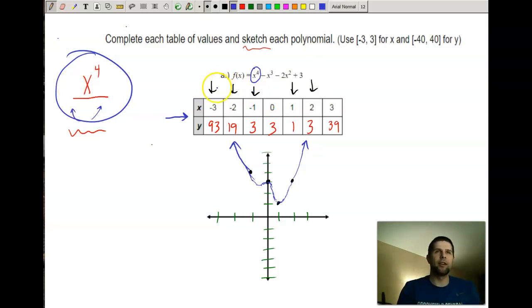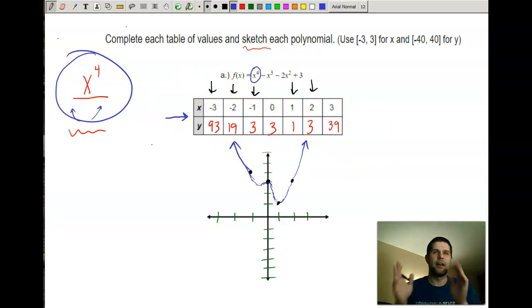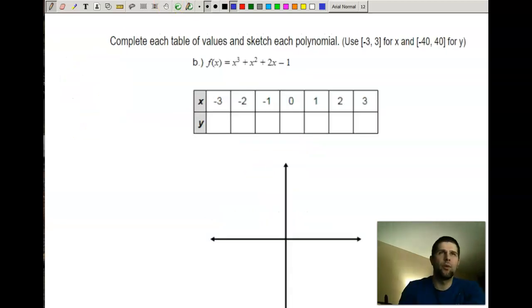And then we want to create our table of values, fill in some of the details there, and then connect the points up. Look at our calculator if we need a little bit more fine tuning, but try to do some of it or a lot of it without the calculator. All right, so let's do another one.